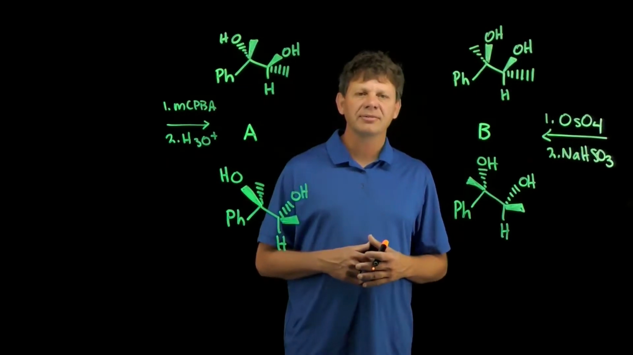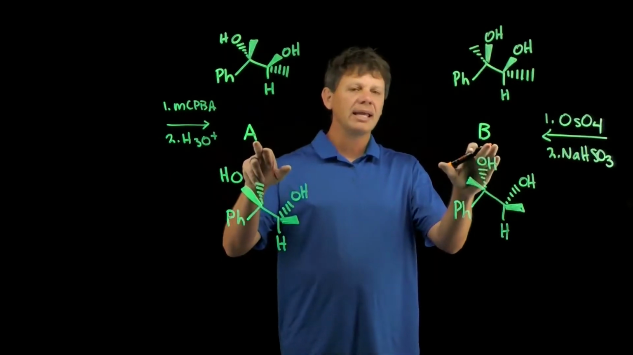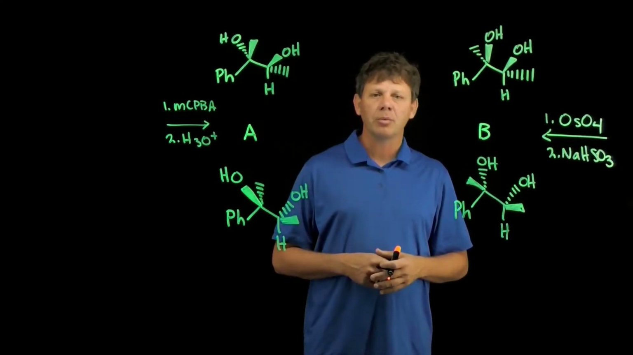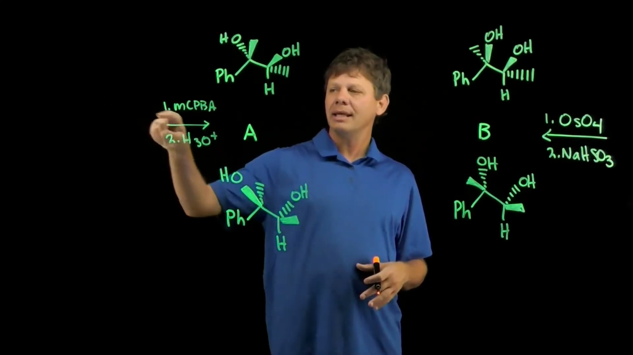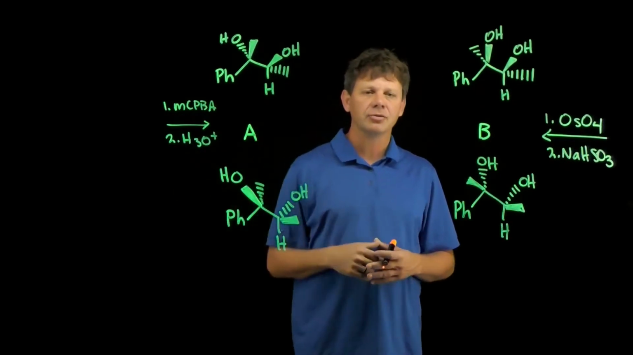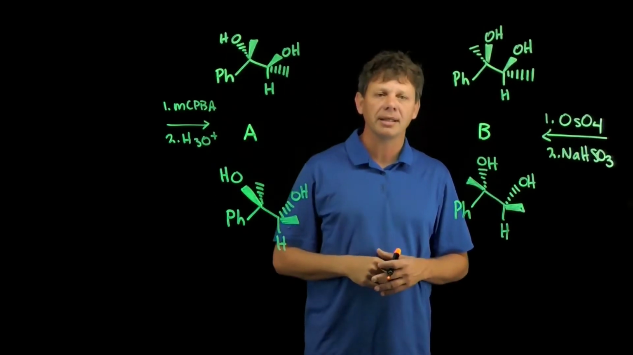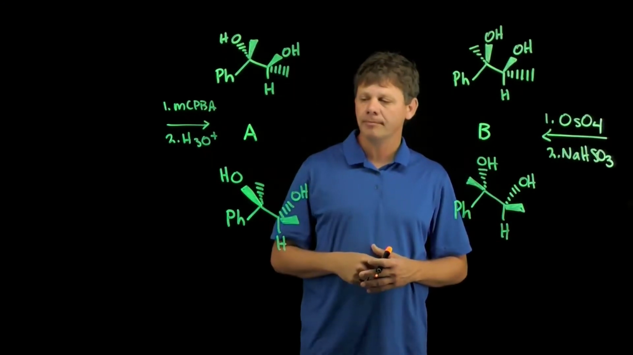This assessment asks us to comment on products A and B from a previous assessment. Just as a reminder of what was done there, we took some alkene, added MCPBA and H3O+, to make a diol where the two hydroxyl groups end up on the opposite side, as drawn.